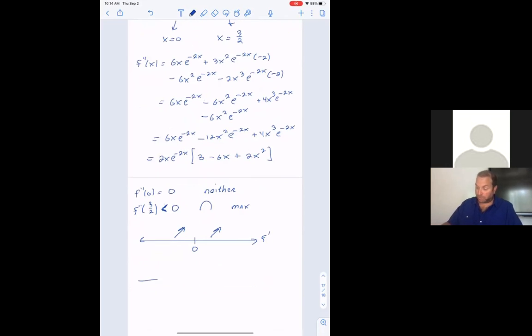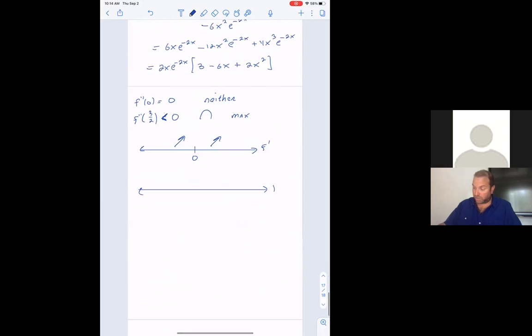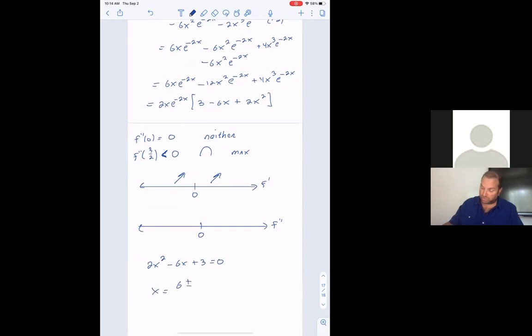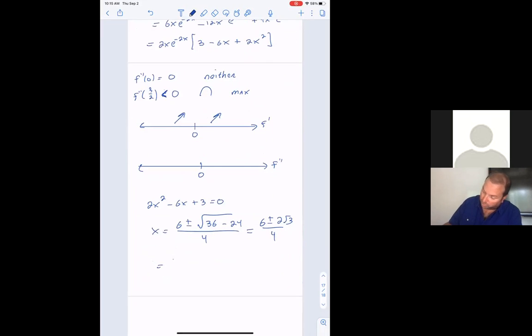In terms of an f double prime number line, we know that x equals 0 is already going to be on it from this part right there. And we also have to solve 2x squared minus 6x plus 3 is equal to 0. So x equals negative b plus or minus the square root of b squared minus 4 times 2, 8 times 3, minus 24, all over 4. So that's 6 plus or minus square root of 12, which is 2 root 3, over 4. So that's 3 plus or minus root 3 over 2.